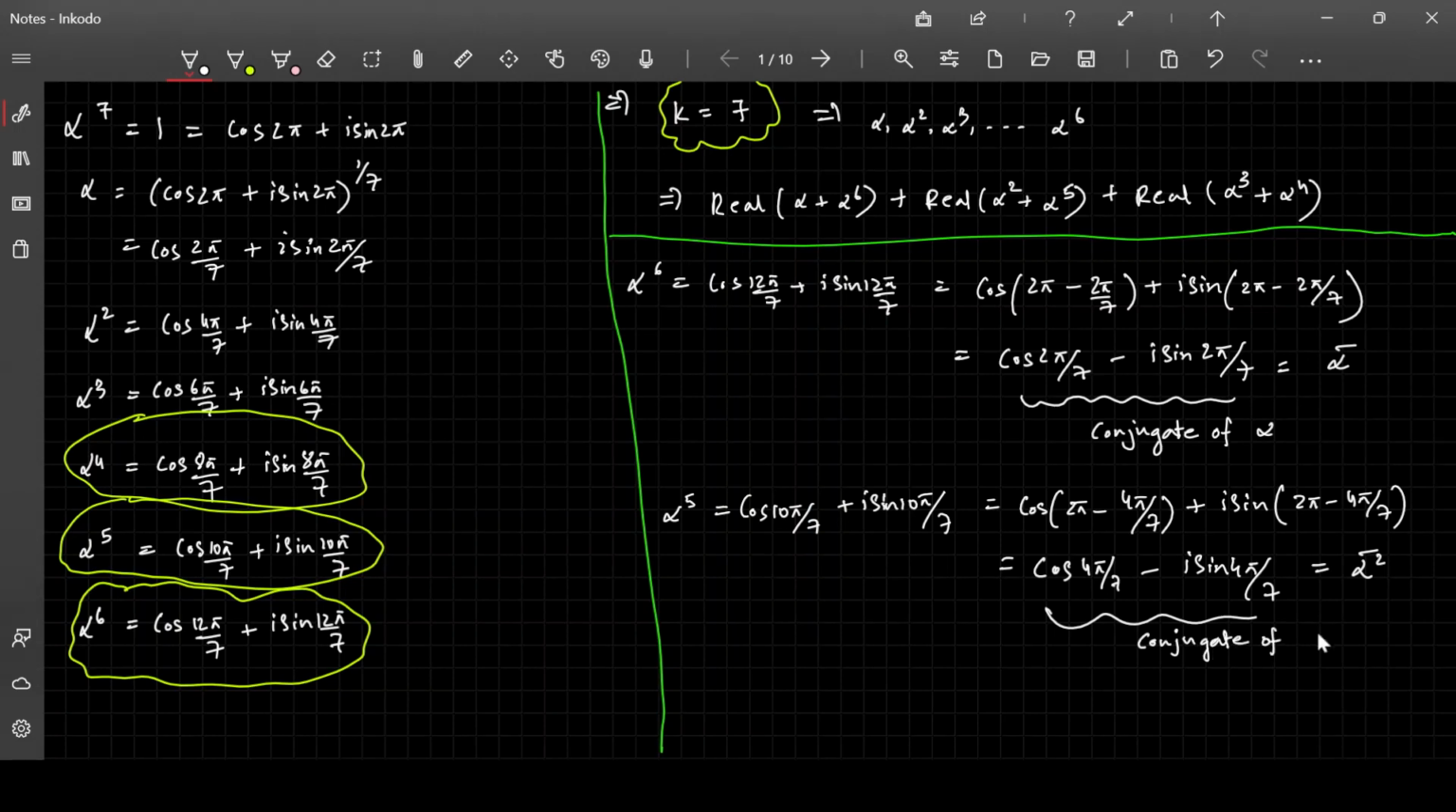And due to time factor, I'm just avoiding the last part. Similarly, if you proceed, we get alpha power 4 as alpha cube conjugate. Okay, so this is what we're going to get.